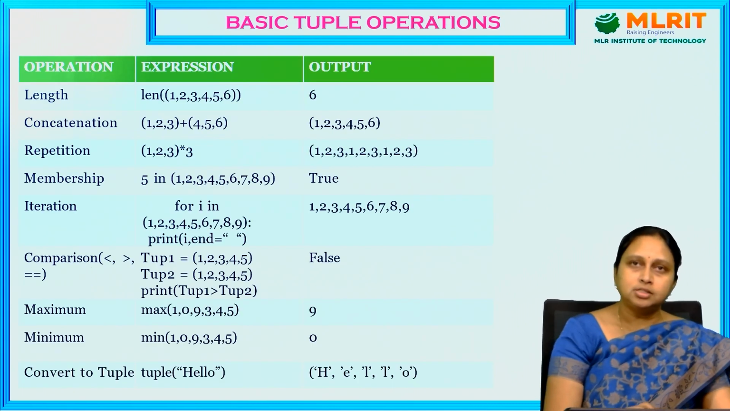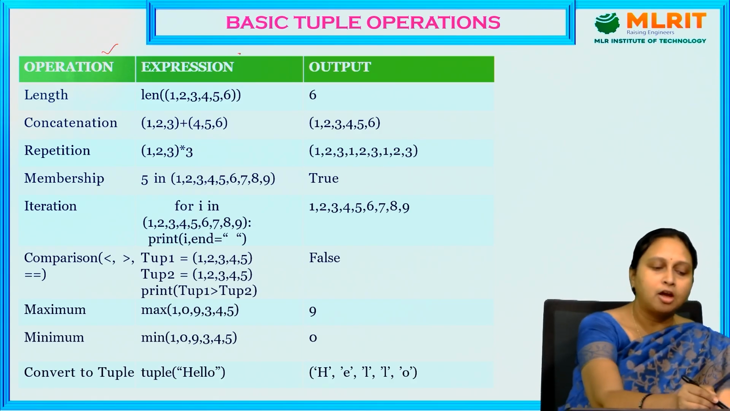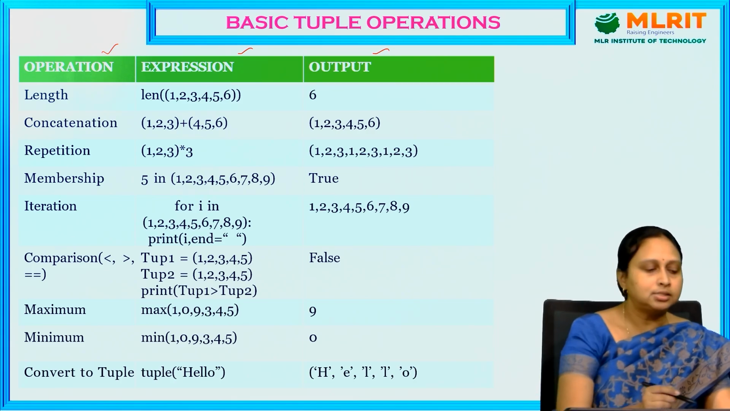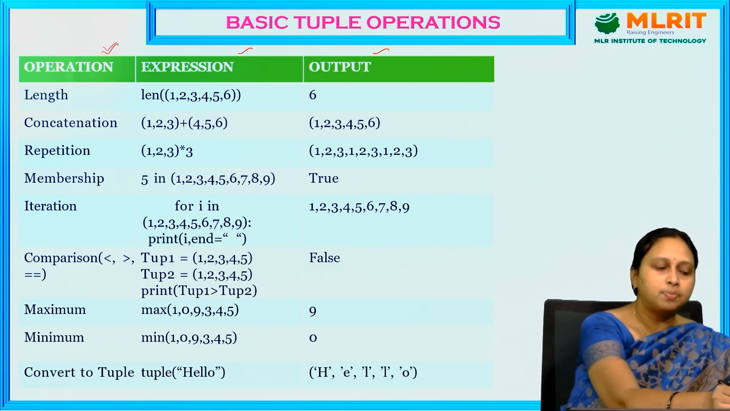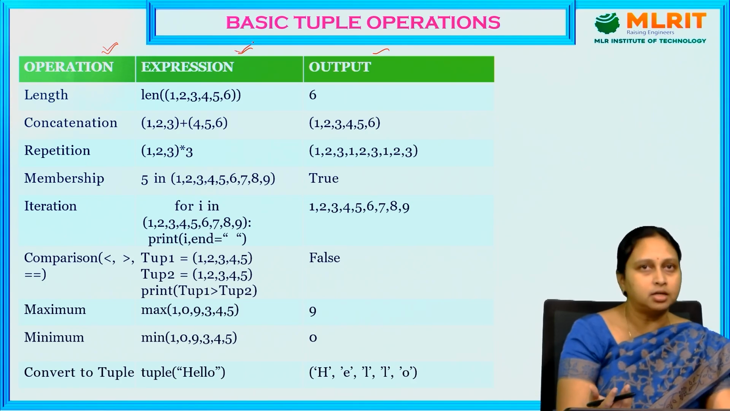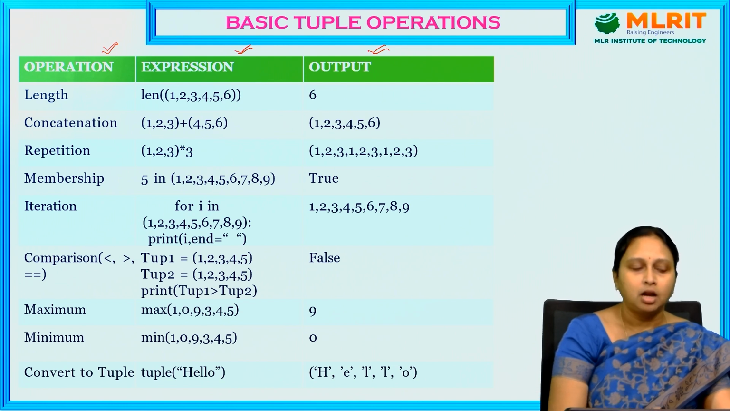Next, we are going to see the basic tuple operations that we can perform. These are a few of the operations which I have listed. Let us see. This first column represents the operation. The second column represents the expression of the tuple we can apply, and the output you are going to get for a particular expression by using that particular operation, that is function.